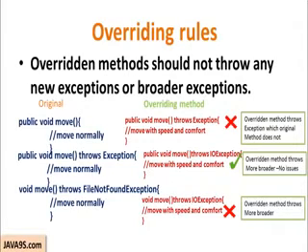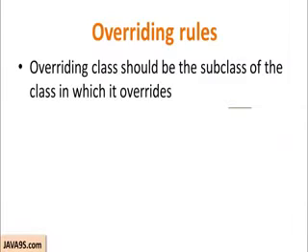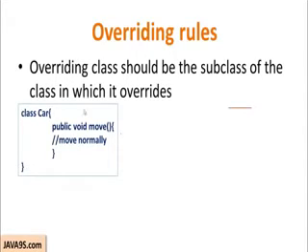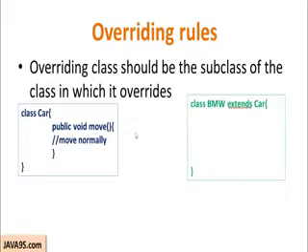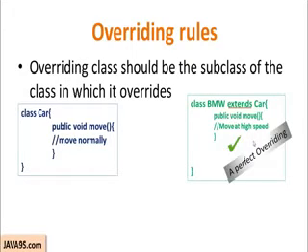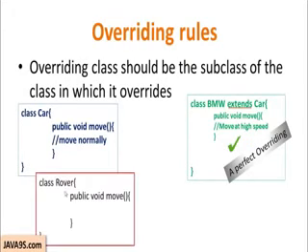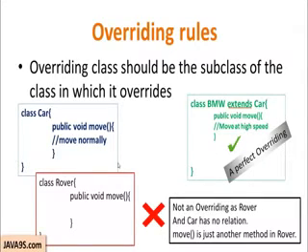Then coming to the other rule, overriding classes should always be subclasses in which it overrides. So you can see that there's a car, BMW extends car, and this is a perfect overriding. But when it comes to Rover, even if I say move method, this is not an overriding, because Rover has no relationship with car or BMW, so this is not an overriding concept.